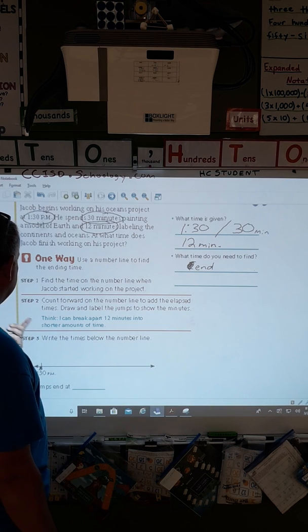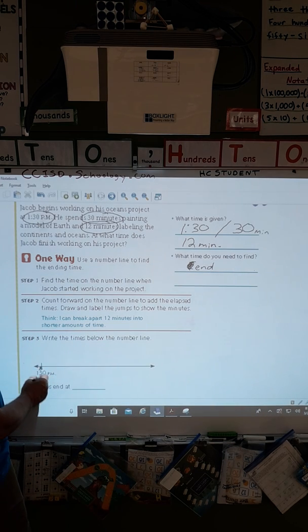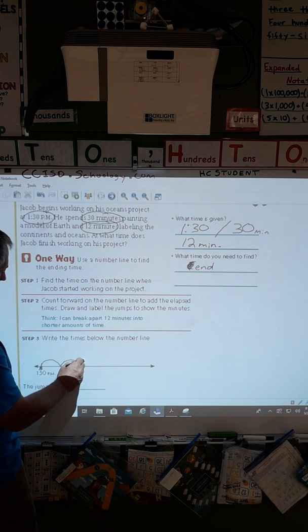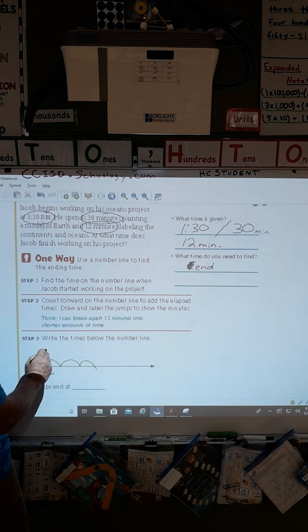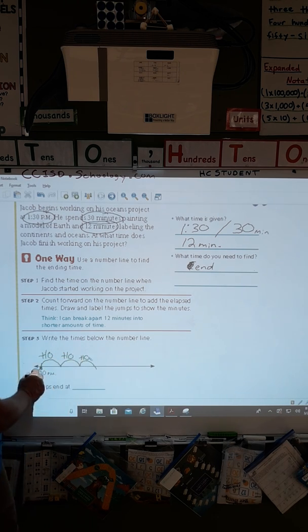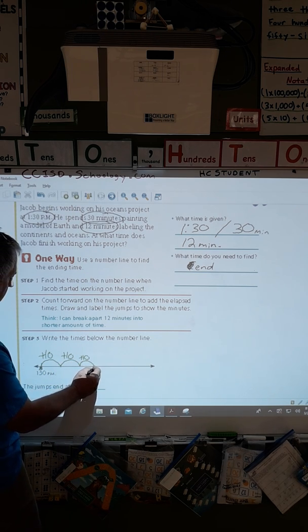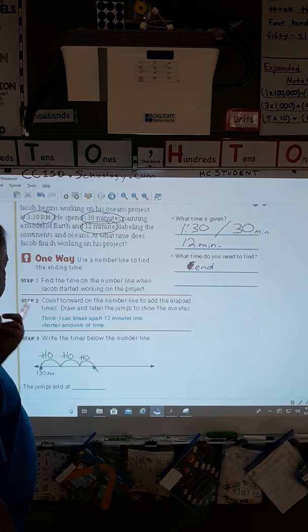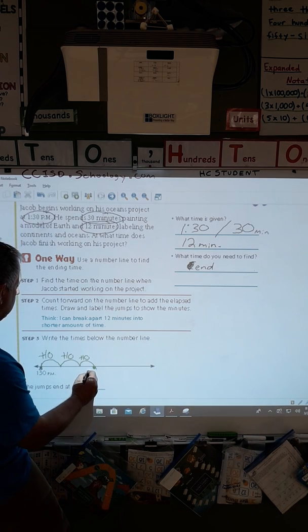Okay, and let's say he spent 30 minutes doing that, so that would be 10, 20, 30. So each jump is going to be plus 10. Okay, and we're looking at 40, 50, 60. And there's no such thing as 160, so that would be 2 o'clock. So that's when he finished doing the painting.